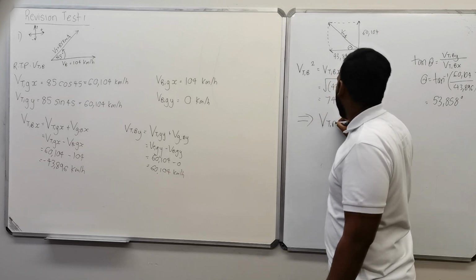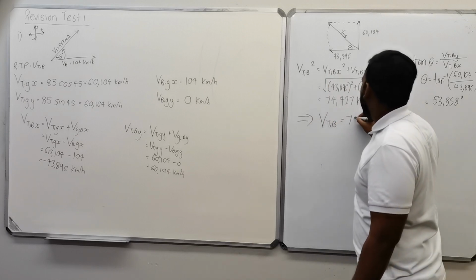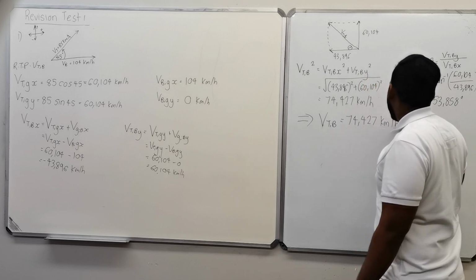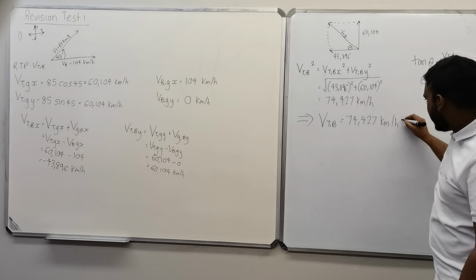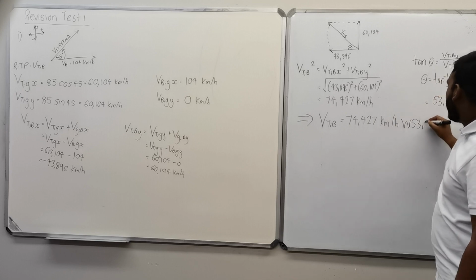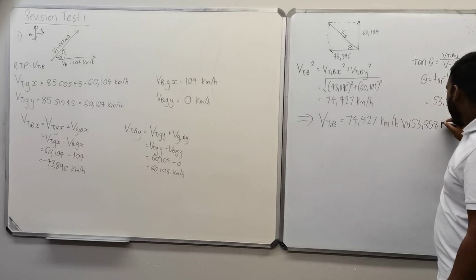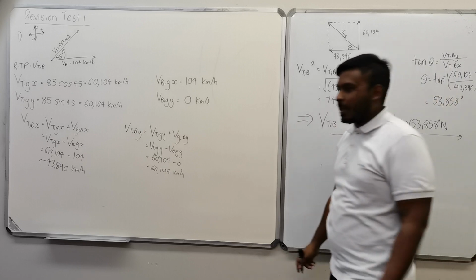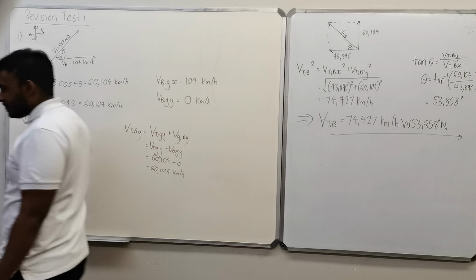So then the main thing now, your final answer, how you would write it, you would say the velocity of the truck relative to the bus is equal to 74.427 kilometers per hour west, 53.858 degrees north, right? How many marks here? Five.